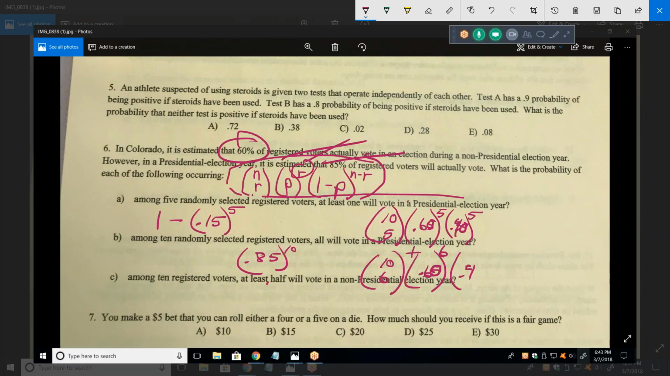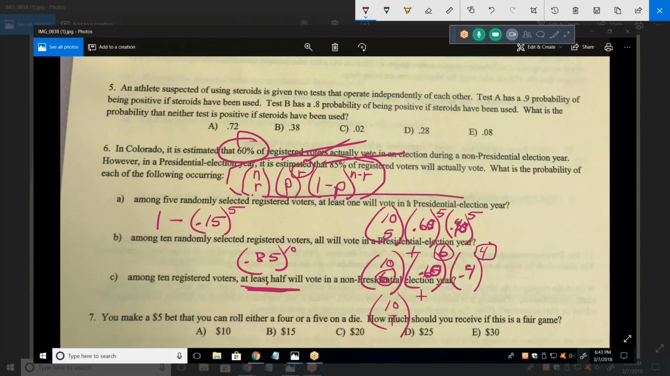So, yeah, and then that's to the fourth power. Remember, that power is always r, which is that one, and this power is always n minus r, okay? And then you would add to that 10 taken 7, all the way down to 10 taken 10. You would add those 6 possibilities up, and whatever they add to, that's the answer, because at least half means 5 works, 6 works, 10 works.